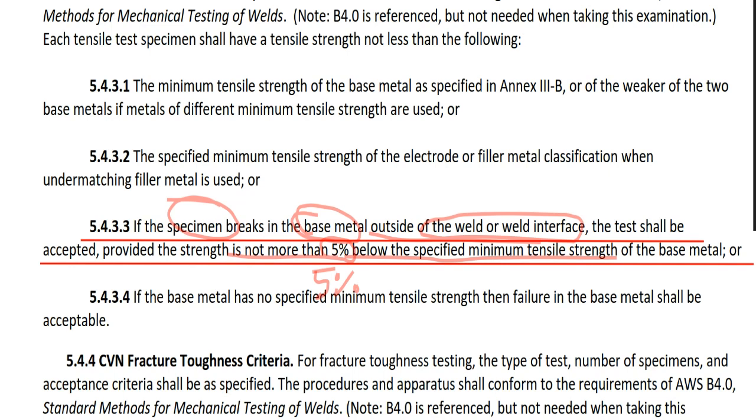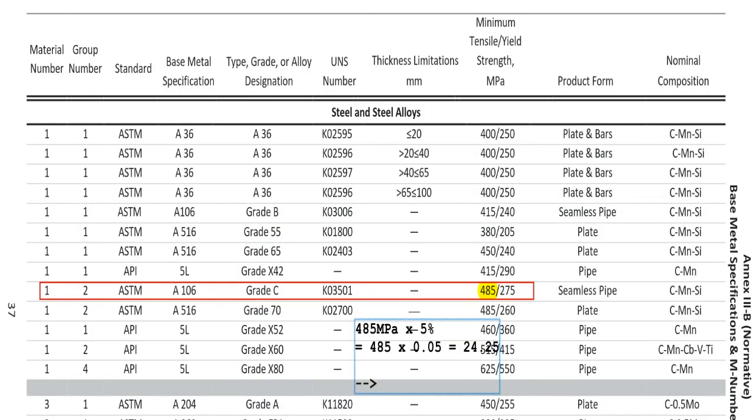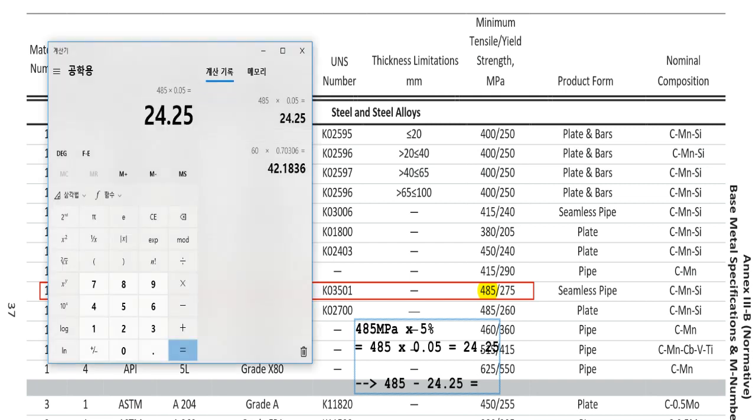5.4.3.3, provided the strength is not more than 5% below the specified minimum tensile strength of the base metal. So if the tensile test specimen breaks in base metal outside of the weld or weld interface, the tensile strength test acceptance criteria becomes not this 485, but 485 minus 24.25, which is not more than 5% below. 485 minus 24.25 is 460.25.